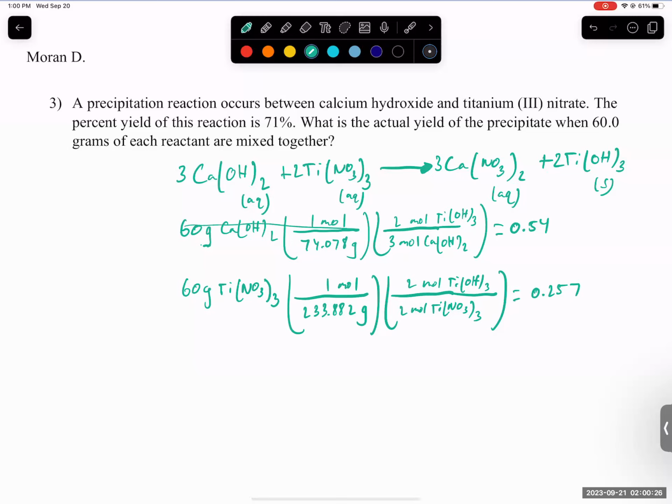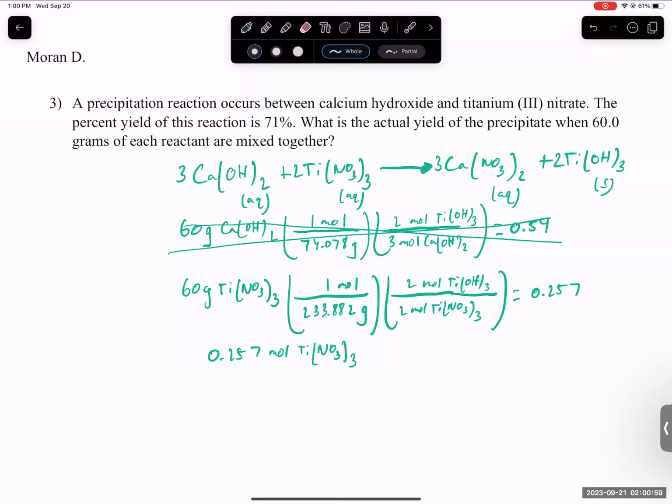So we're gonna cross out this calcium hydroxide work, because we don't need it anymore. So I got 0.257 moles of titanium 3 nitrate. I know this, right? We're given percent yield, and we need to find actual yield. So what else do we need to find? Theoretical yield. How do we get theoretical yield from the amount of moles we have? Yeah, this should be titanium hydroxide, my fault. So what is the molar mass of titanium hydroxide?